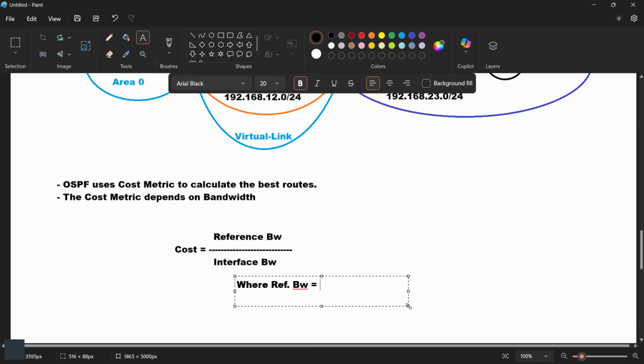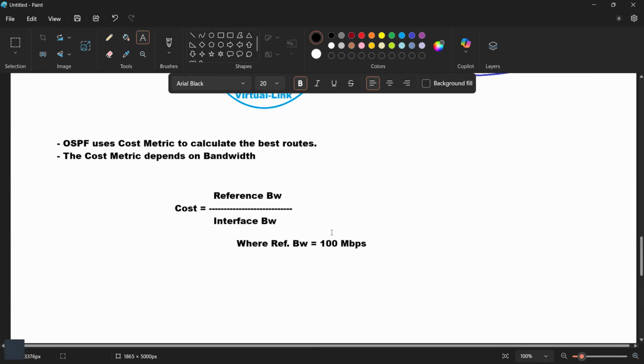Reference bandwidth is 100 megabits per second. Okay, so this is 100 Mbps. Correct? This is how you calculate.